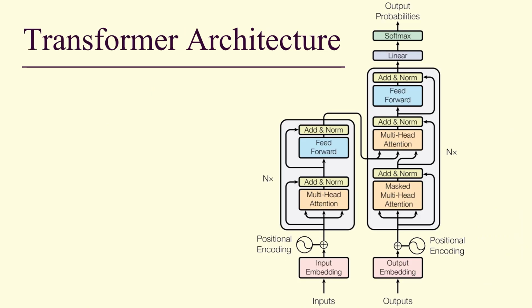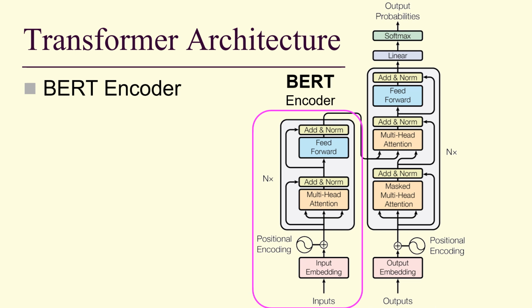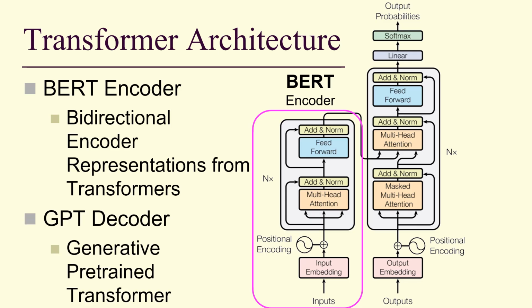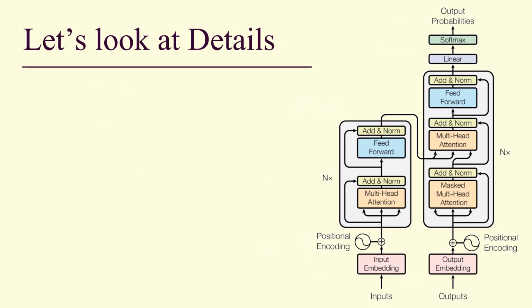Here is the transformer architecture. And you'll notice that it's got two parts. It has an encoder, a BERT encoder, bidirectional encoder representations from transformers, and it has a GPT decoder, generative pre-trained transformer, as we can see over here. So notice the encoder and the decoder are next to each other. So let's explain how that works, how you can actually have an encoding and a decoding when they're parallel rather than one leading to the other. In other words, let's look at the details.